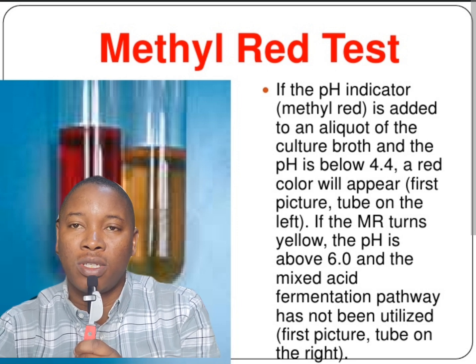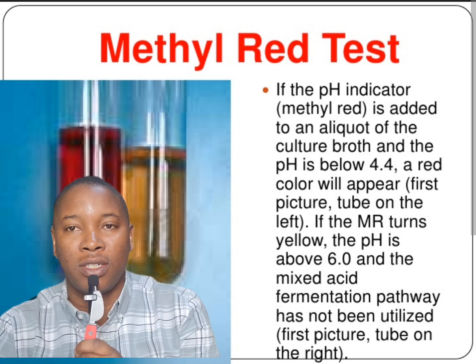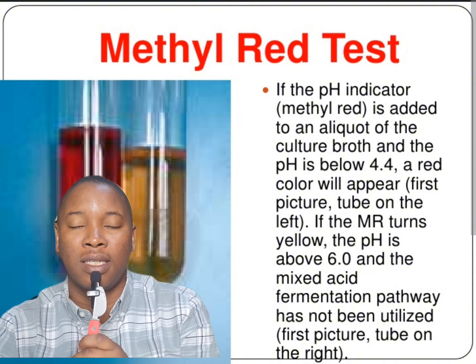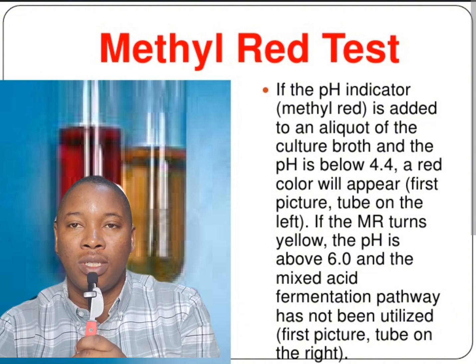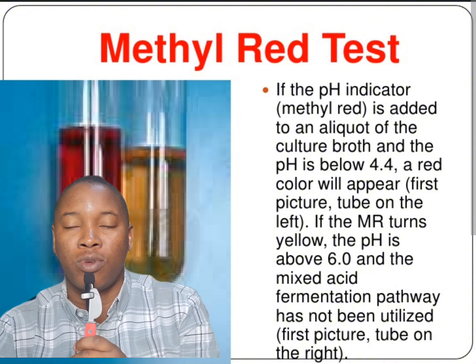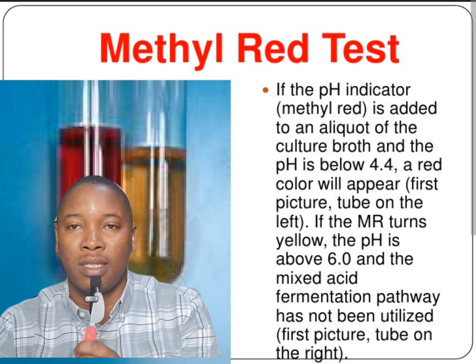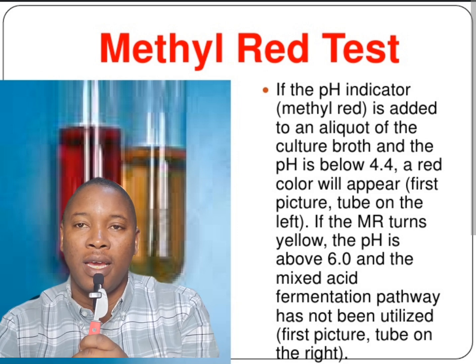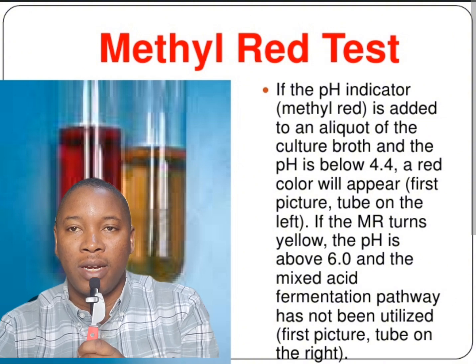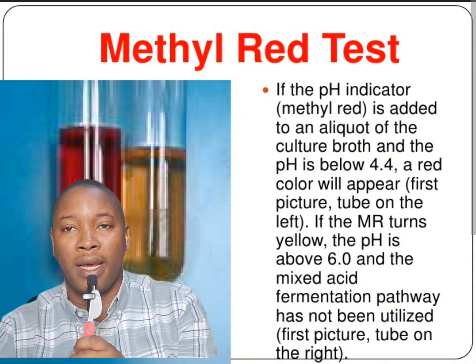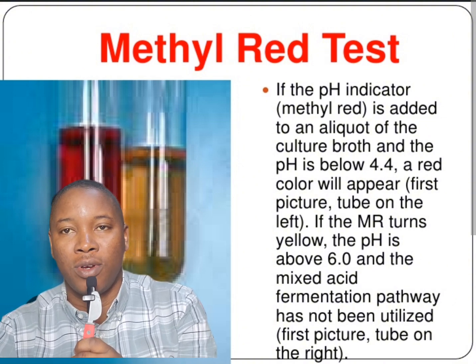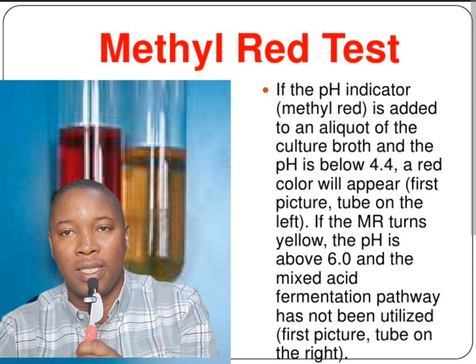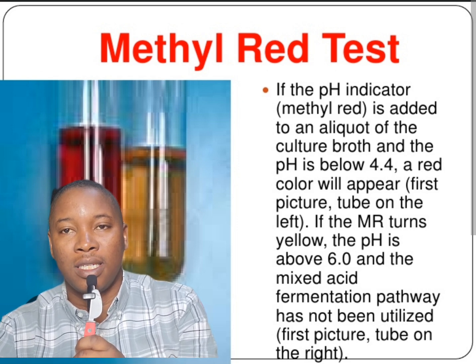Now we've been focused a bit on the IMVIC battery of tests. That is the battery of tests that involves the indole test, methyl red test, Voges-Proskauer test, and our citrate test. These are a set of tests that we use to identify members of the family Enterobacteriaceae. This is important because many members of that family are alike in genetic constitution.